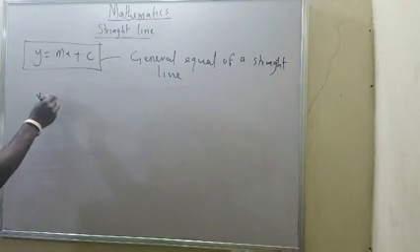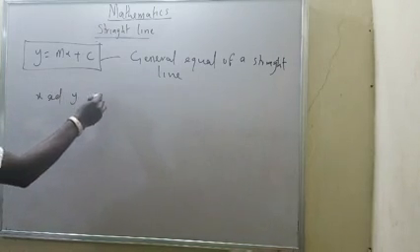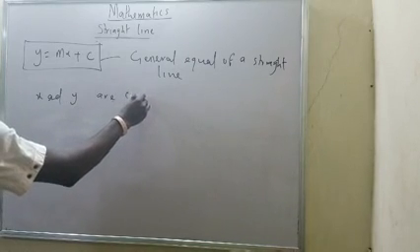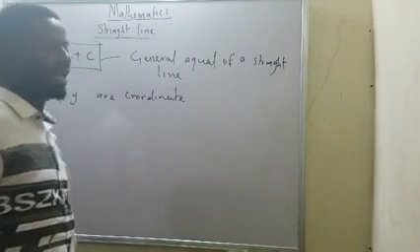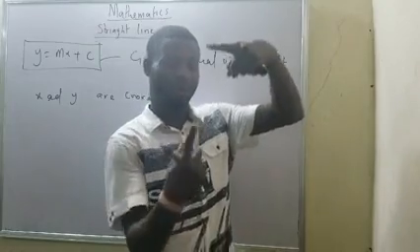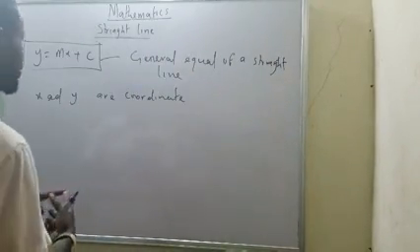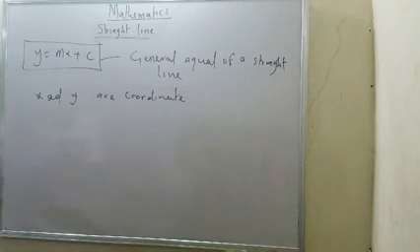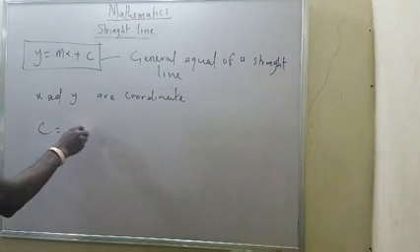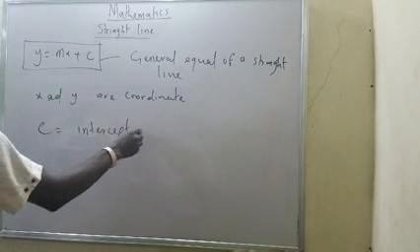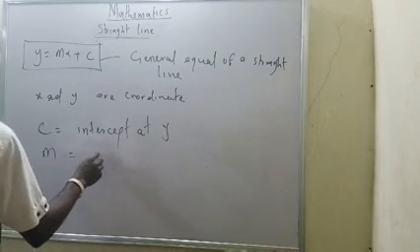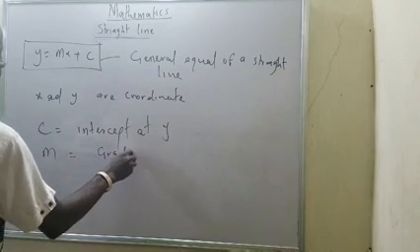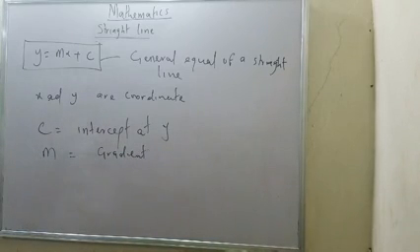x and y are coordinates. I've explained that yesterday, that a coordinate is the intersection between x and y, where they meet on a Cartesian plane. Now, my c is also called the intercept at y, and my m, that is here, we call it gradient, or you call it slope. Gradient or slope. That is all this equation is talking about.